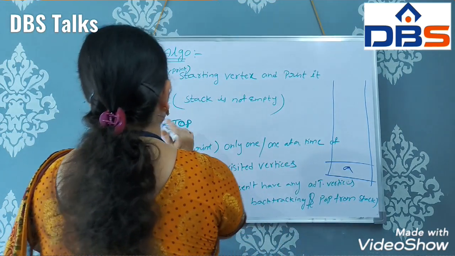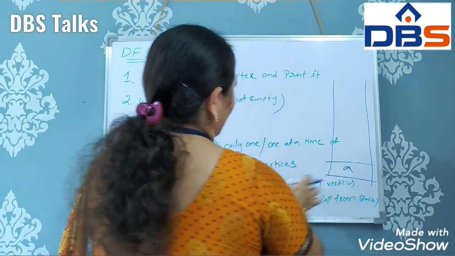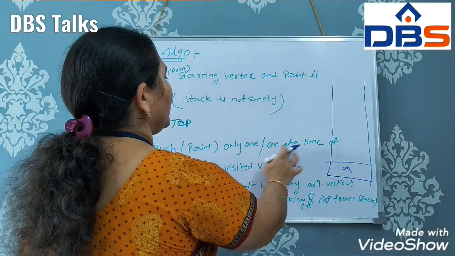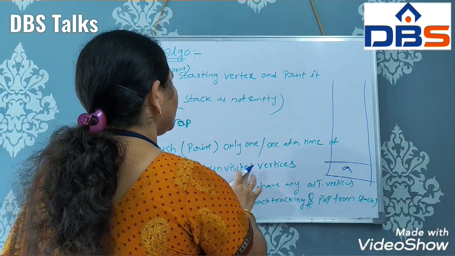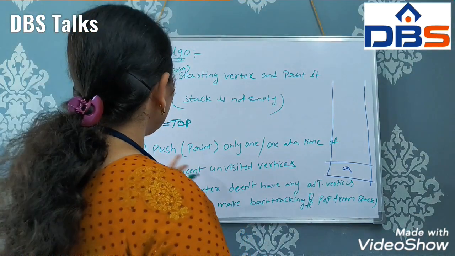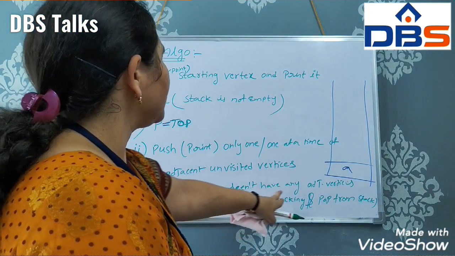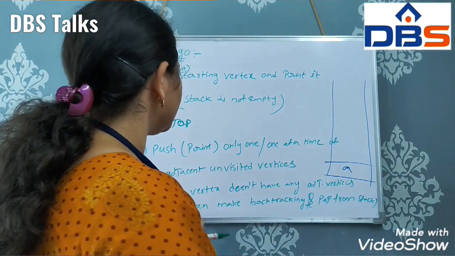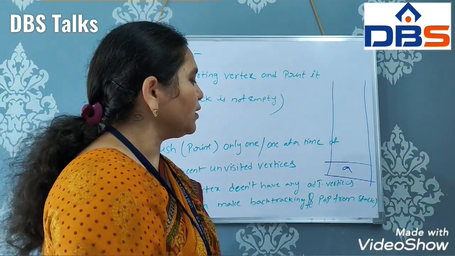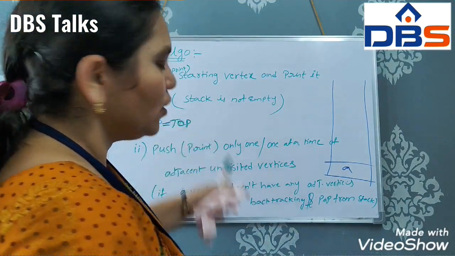Then we place it as the top of the stack. Then push only one, or one at a time, of the adjacent unvisited vertices of that vertex. So here we can place only one. Then if the vertex doesn't have any adjacent vertices, make a backtracking from that node, then pop from the stack. This is the algorithm we need to follow.